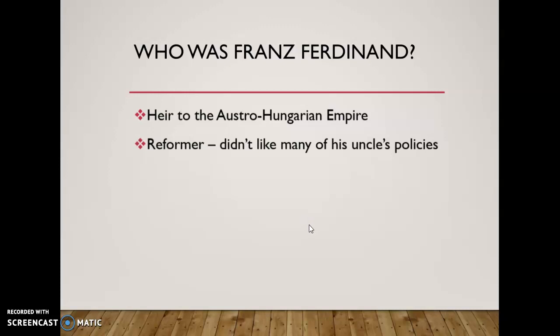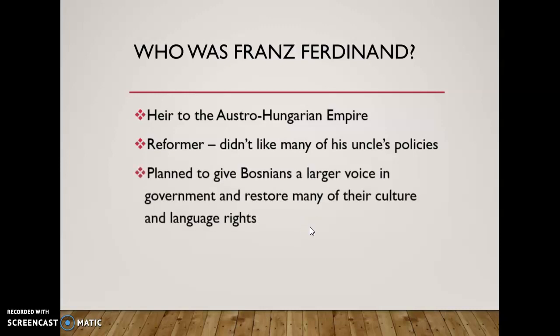He was very different from his uncle. His uncle was very authoritarian, he was going to put the jackboot down on anybody who didn't agree with him. He was a very, very strict man. But Franz Ferdinand, on the other hand, was a reformer. He didn't like a lot of his uncle's policies, and he had huge plans to make changes. One of the changes he had planned was to give the Bosnians a larger voice in government and restore lots of their cultural and language rights.